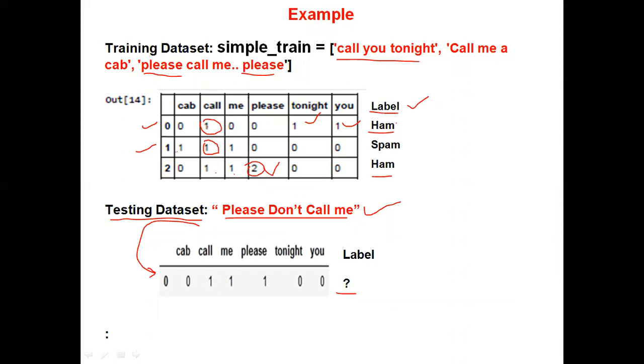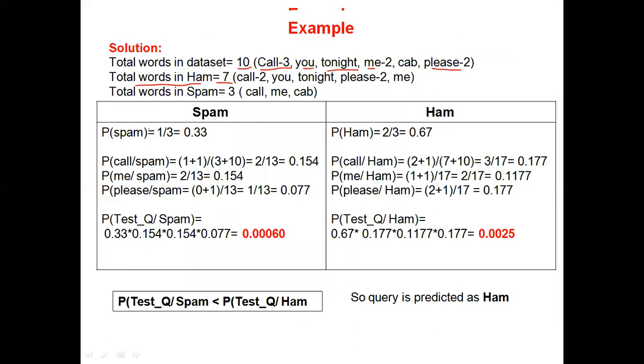And 3 words are there in the spam document, right? So cab, call, me, each occurring 1 time. So a total of 3 words are there in the spam. Call, me and cab are occurring once in the spam document.